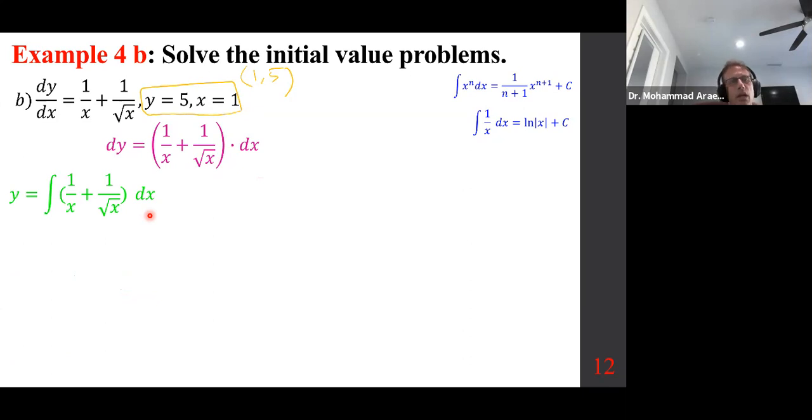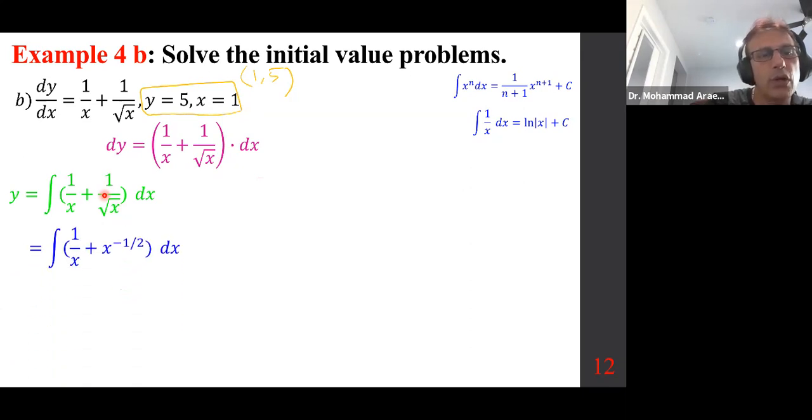Okay. We change the square root of x to x to the power of 1/2. We've done this many times by now. And we bring it up, it becomes x to the power of negative 1/2. Why do we do that? So we can integrate using the power rule. So let's go term by term.